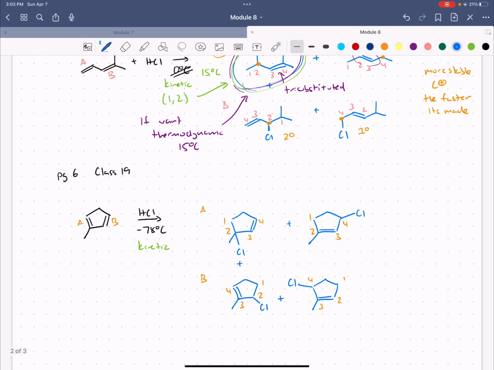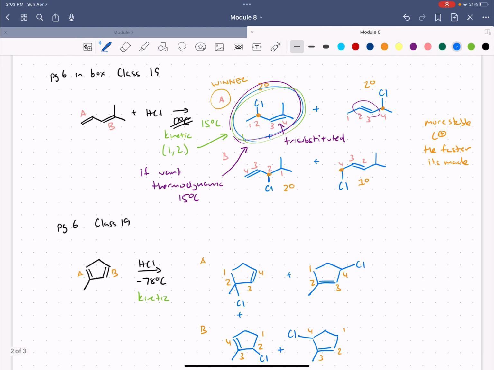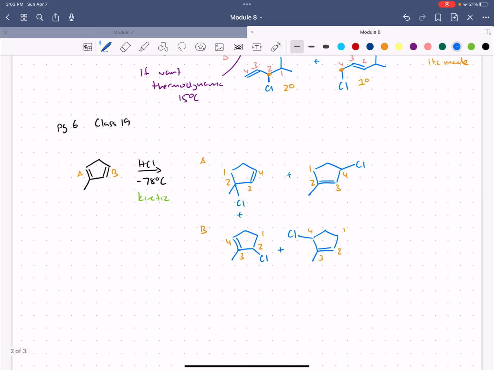We've got to choose the double bond that gives us the more stable carbocation. Regardless of whether we want the kinetic or thermodynamic, we always have to choose the better double bond. Man, I really hope this works. So, this carbon here, tertiary. Okay, it's connected to 3 other carbons. Carbon here, secondary. Carbon here, secondary. Okay, good. Carbon here, secondary. Just by coincidence, A is the winner again.